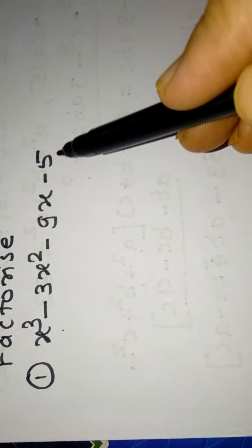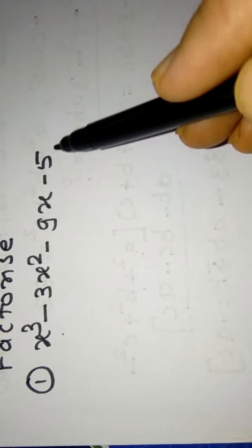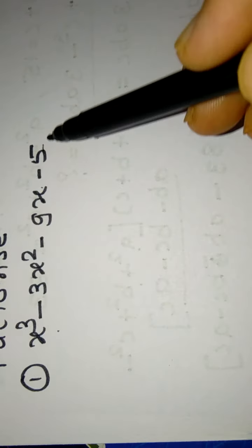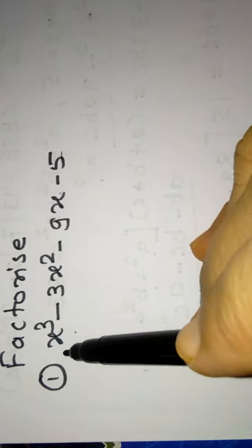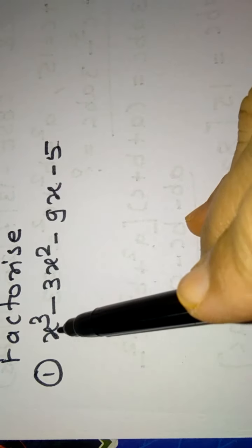First arrange the polynomial in decreasing order of its index: x cube, x square, x raised to 1 and x raised to 0. Now it is in decreasing order. We cannot take x square common from the first two terms.